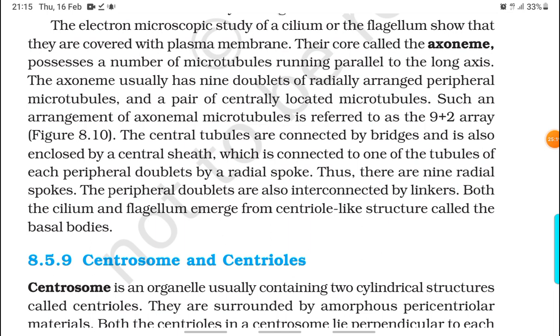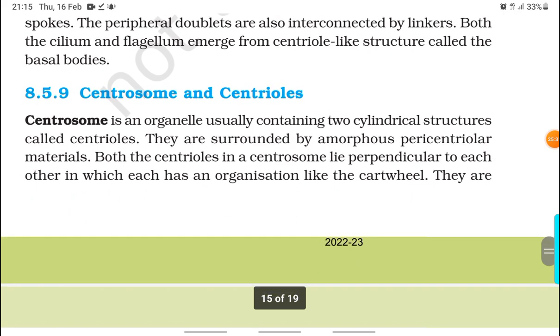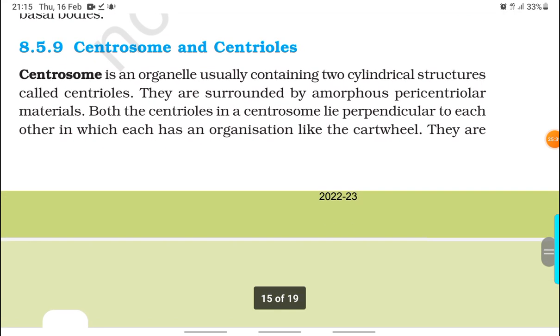The central tubules are connected by bridges and are also enclosed by a central sheath, which is connected to one of the tubules of each peripheral doublet by a radial spoke. Thus, there are 9 radial spokes. The peripheral doublets are also interconnected by linkers. Both the cilium and flagellum emerge from centriole-like structures called basal bodies.